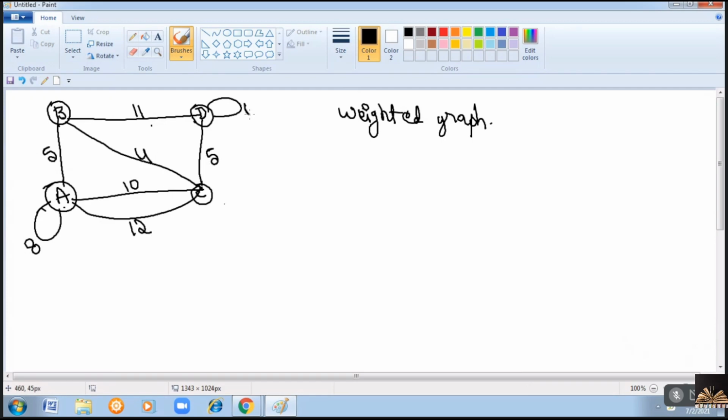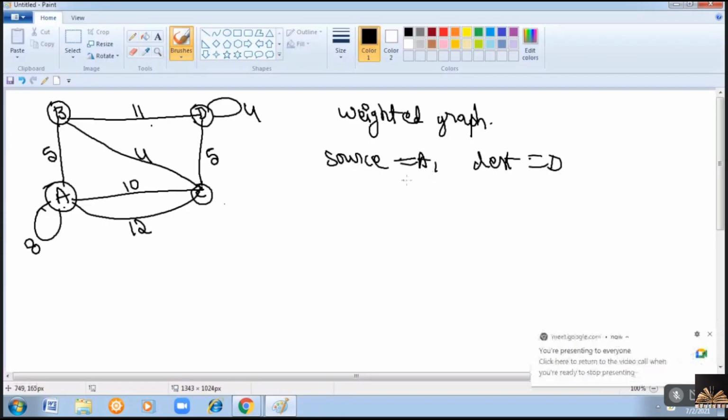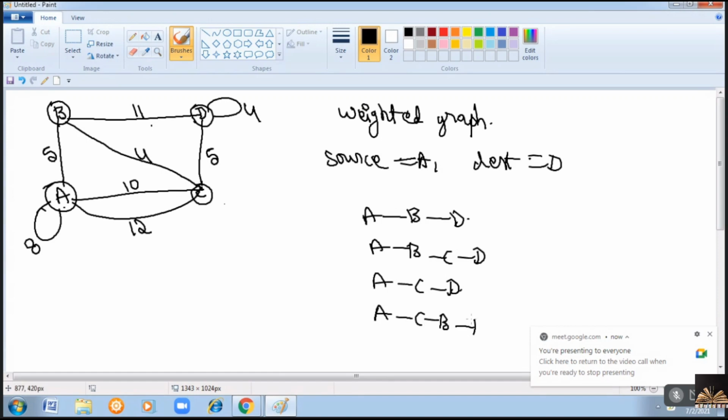Now you are given this graph. So assume that the source is A, destination is D. Find the shortest path from A to D. How many ways do we have to reach from A to D? I can reach from A to B, B to D. This is one path. I can reach from A to B, B to C, C to D. A to C, C to D. And I can also reach A to C, C to B, B to D.